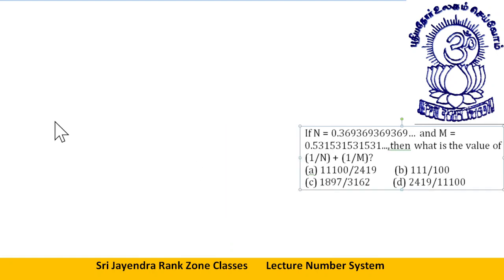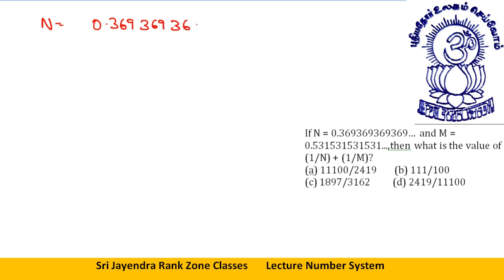Okay. The question we have is, we are given n as 0.369369369, and so on. This I can write as 369 by 999. Let it be like this only for the time. 369 by 999.